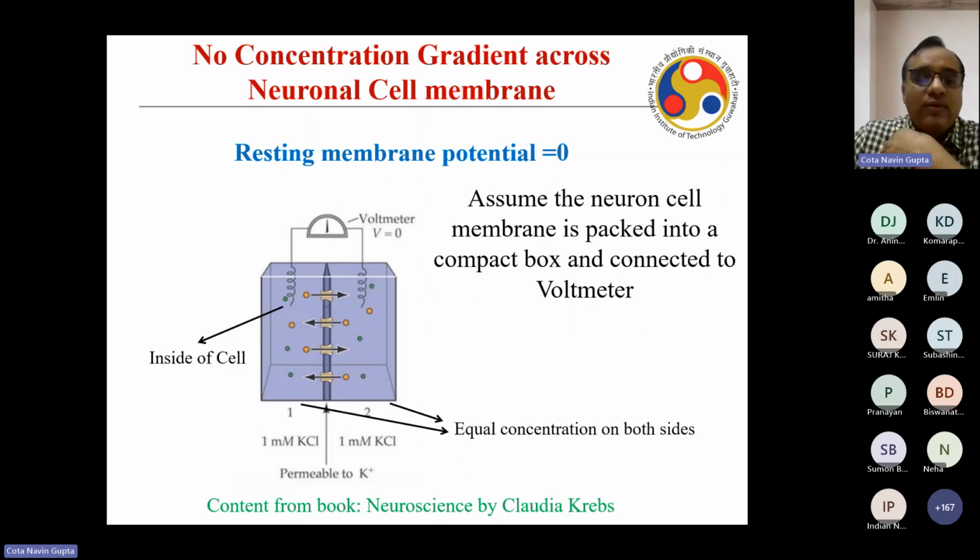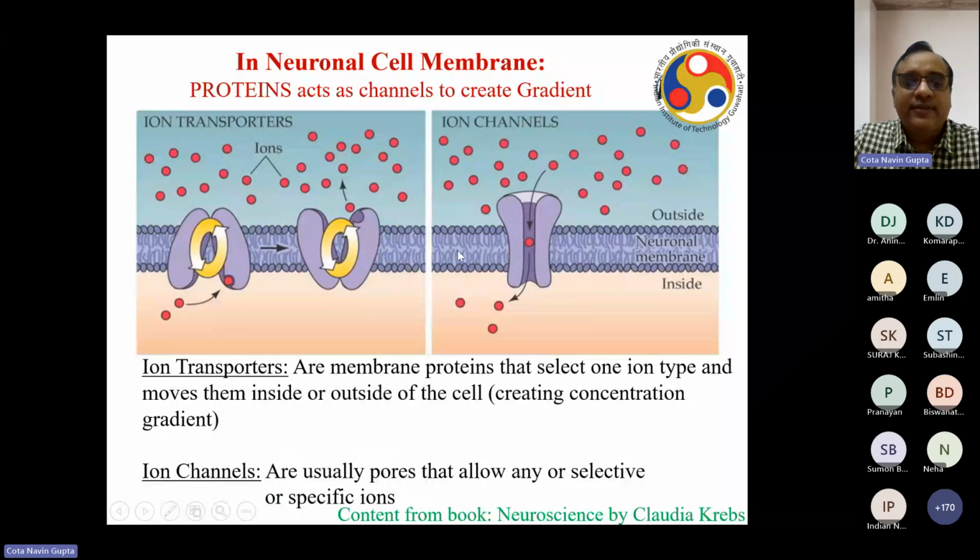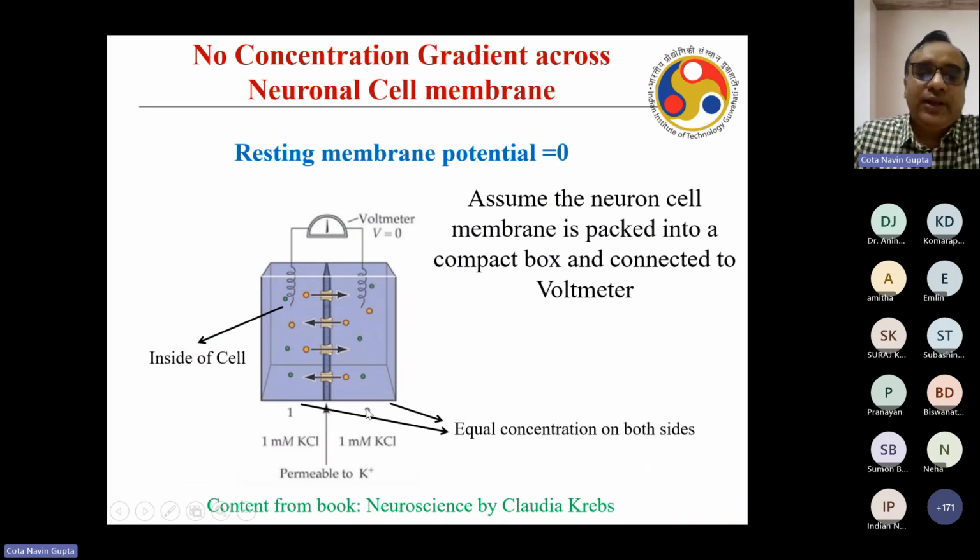Okay, so let's consider a single hypothetical neuron. We have the neuron boxed in over here, and you're connecting it to a voltmeter. This part is the inside of your cell, and this is the outside of your cell, and this is your semi-permeable membrane. What I'm doing is converting this entire thing into a hypothetical boxed arrangement, wherein you have the inside of the cell depicted here, connected to a voltmeter.